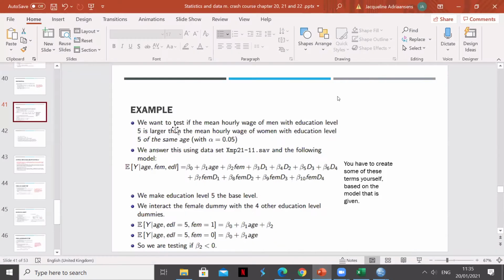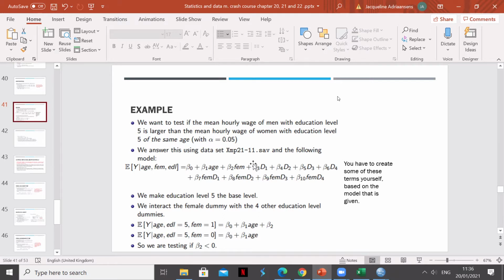And what do we want to test? We want to test if the mean hourly wage of men with education level 5 is larger than the mean hourly wage of women with education level 5. Okay, so education level 5. Then all the other dummies are going to be 0. So this one is 0, this one, and in fact, all these are going to be 0 because they all have other dummies, and none of them is education level 5. So we want education level 5, all others are 0, and anything times 0 will be 0.